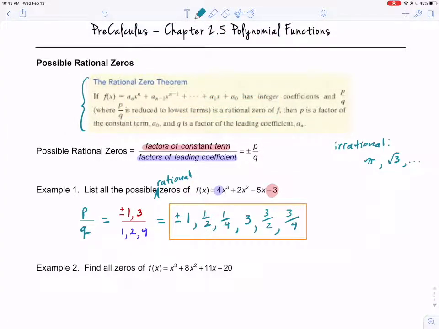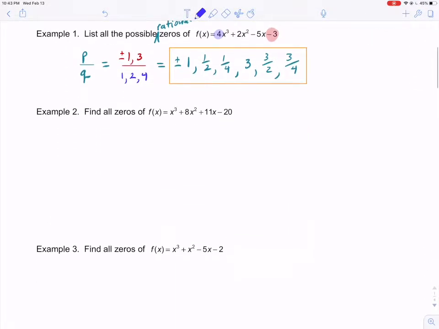All right, let's move on. Example 2 says find all zeros. So don't just list them, find them all. So to begin, we will start by listing what the possible values could be. So we're going to do our p over q again.